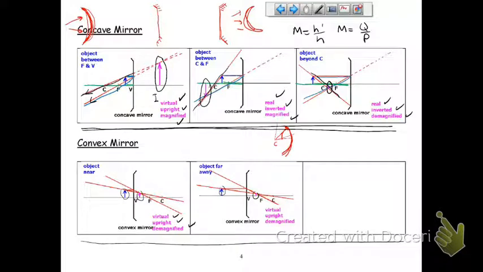If you think about it, when you look in your rear view mirror, you never get a flipped version of what's behind you. It's always upright and always smaller, because that's the way convex mirrors work, and that's why they're so useful as rear view mirrors. If it jumped around like the concave mirror does, it would be a disaster, because you'd get a flipped image depending on where the car behind you was. So in a way, concave mirrors are more complex than convex mirrors as far as ray diagrams are concerned.